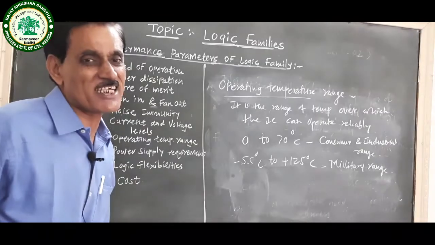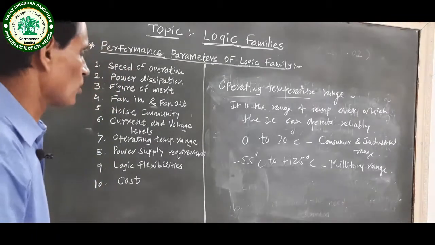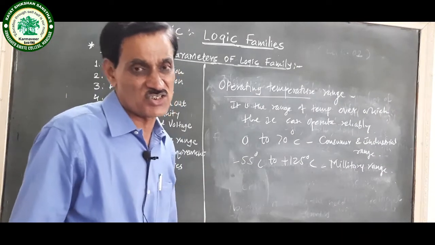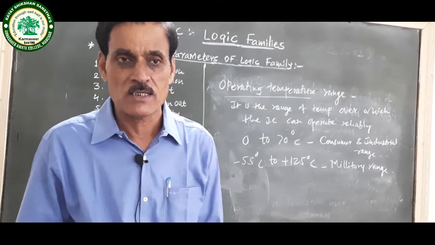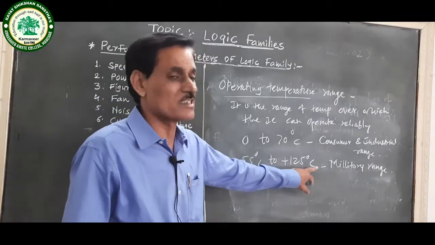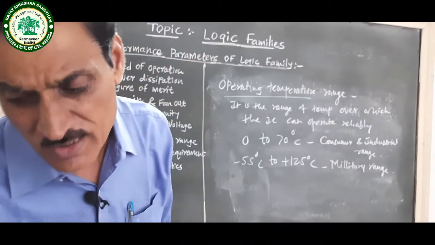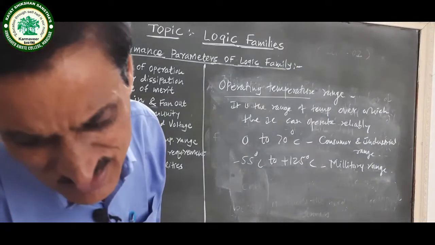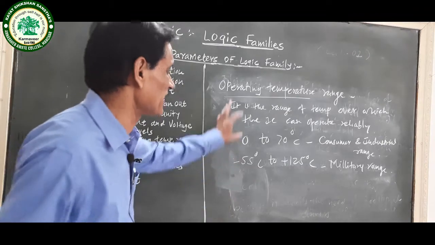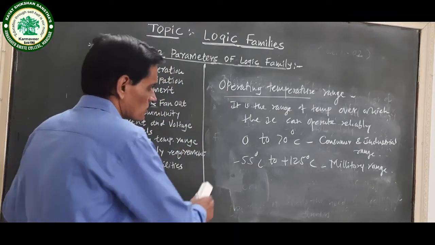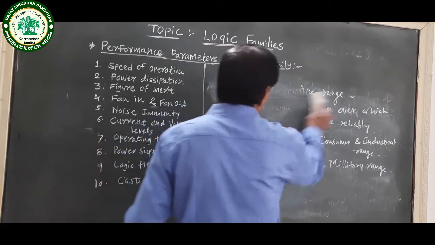As far as the TTL family is concerned, you know 2 different series are there, 74XX series and 54 series. The 54 series is related with the military range, whereas the 74 series is related with the consumer and industrial range. Anyway, operating temperature range is also an important parameter of the logic family.